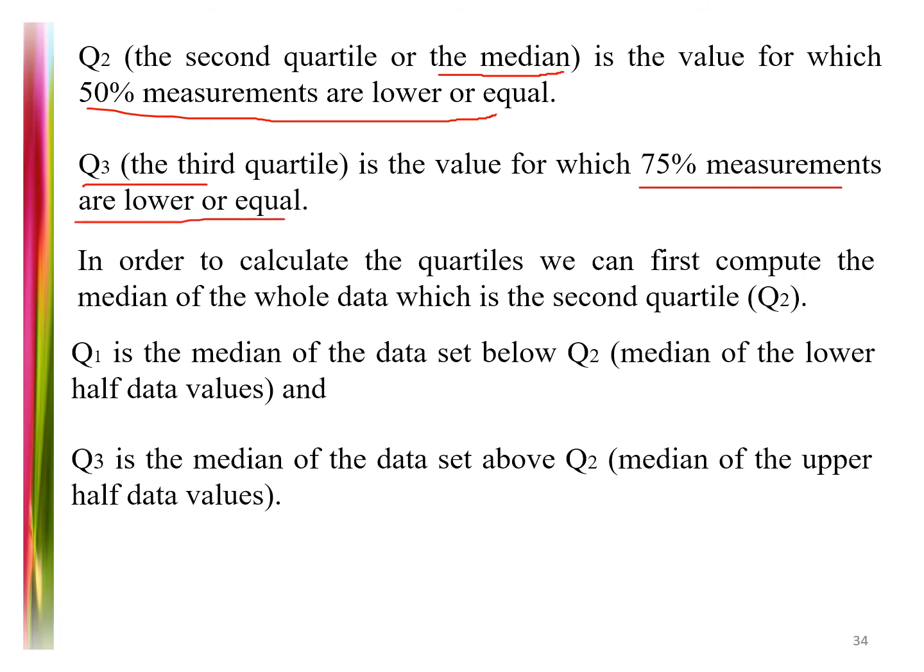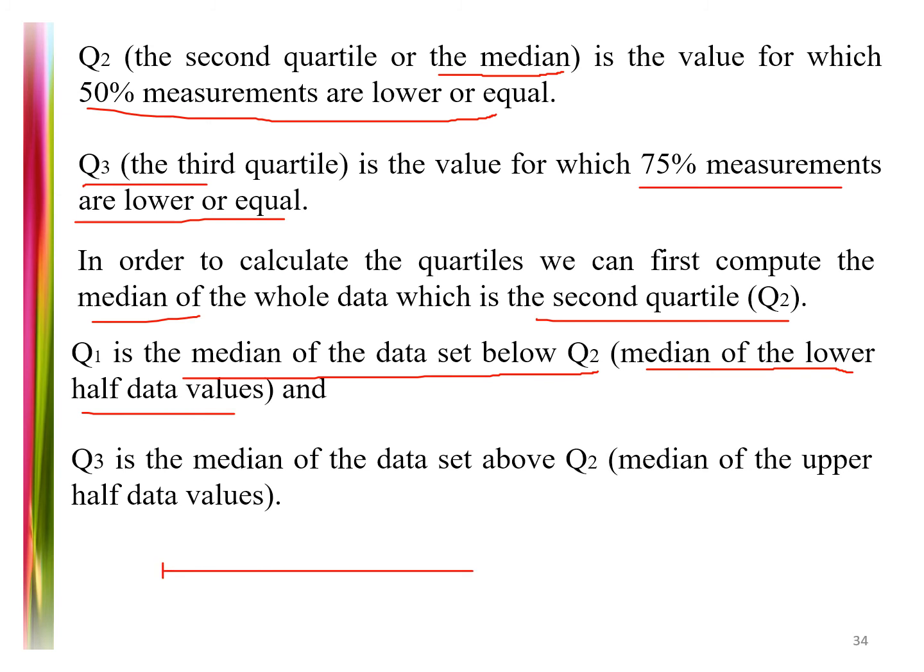In order to calculate quartiles, we can first compute the median of the whole data, which is the second quartile. You already know the median calculation. Then Q1 is the median of the data below Q2, and this is a very popular method for Q1 calculation: the median of the lower half of data.